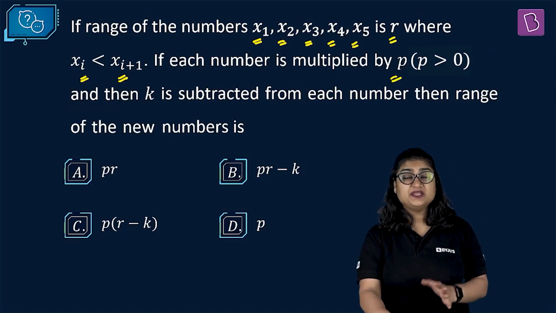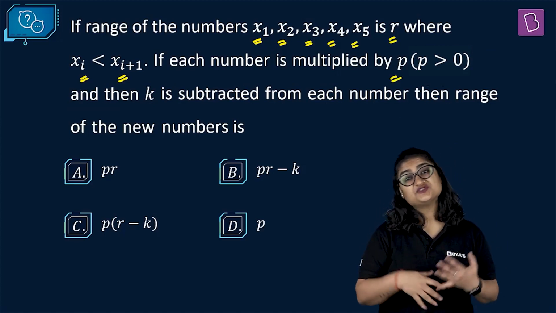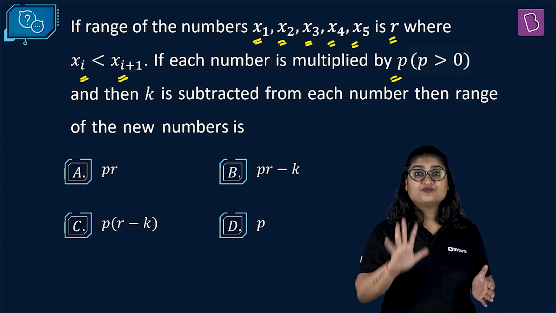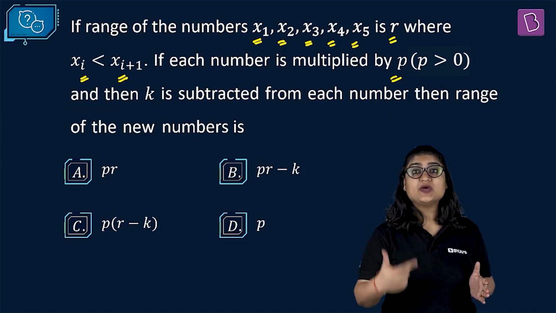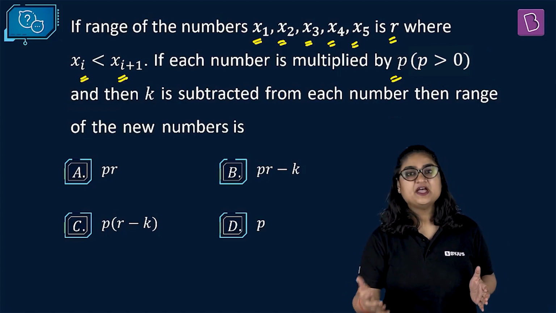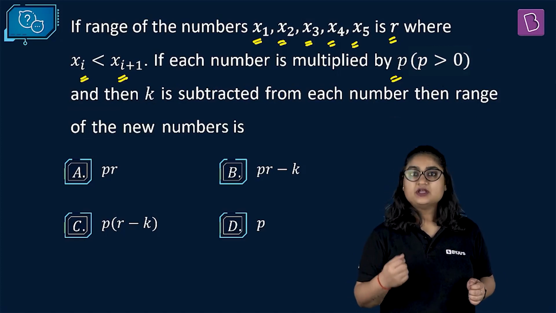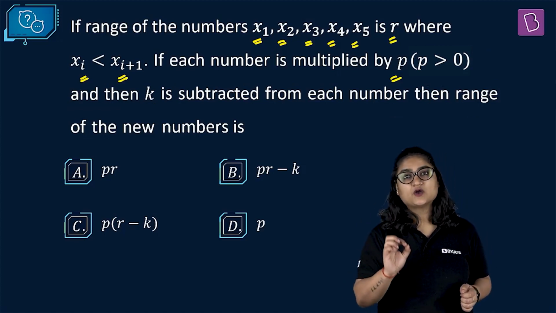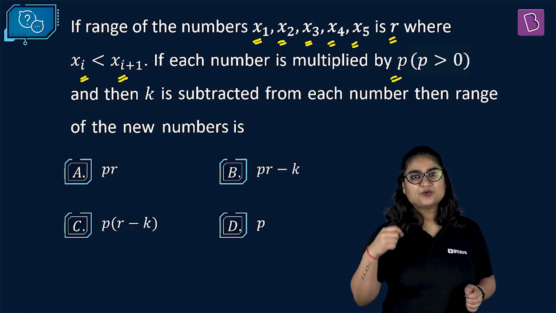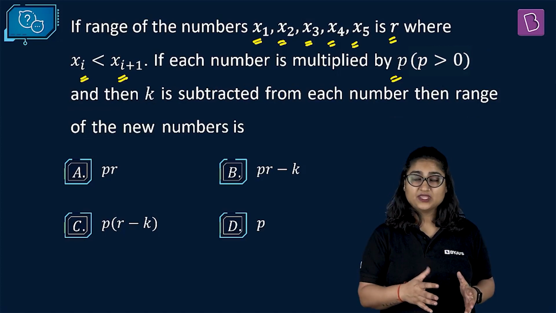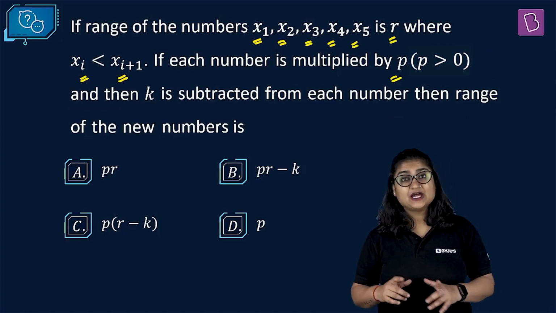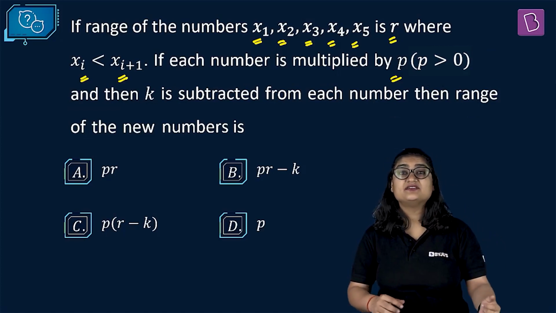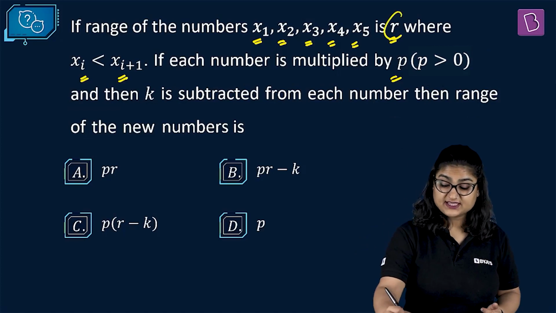Let me repeat again what has been given to us in this question and what is the agenda. We have been given 5 numbers x1, x2, x3, x4 and x5, and this is their ascending order. Now we are multiplying each of these numbers by a constant p and then subtracting k from it. The agenda is to find out the range for the new set of numbers, and it has been already given that the range for the initial set of numbers is R.